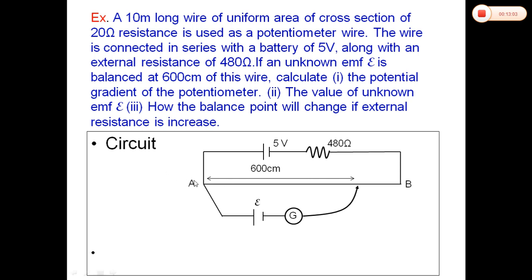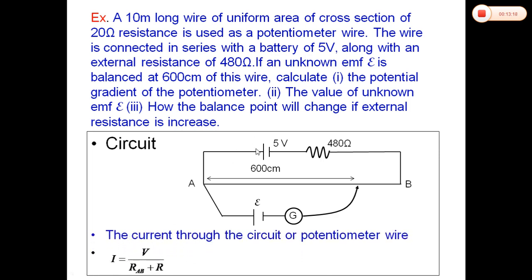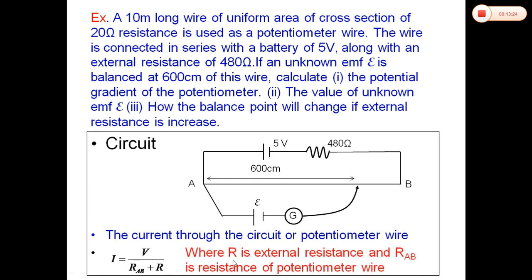Now first of all we find the potential between the 2 points A and B of the potentiometer wire. For that we have to calculate first the current in the wire AB, and the value of current in the wire AB, I, will be equal to V upon RB plus R, where RB is the resistance of the potentiometer wire and R is the external resistance. So the value of current in the wire AB will be equal to V divided by total resistance, and that is the external resistance plus resistance of the wire AB.